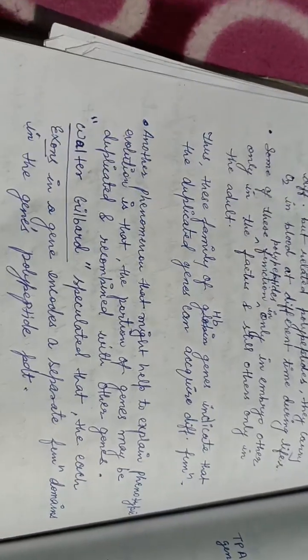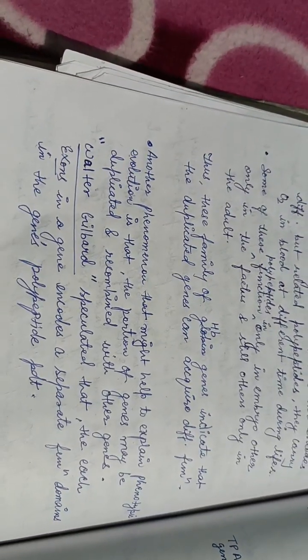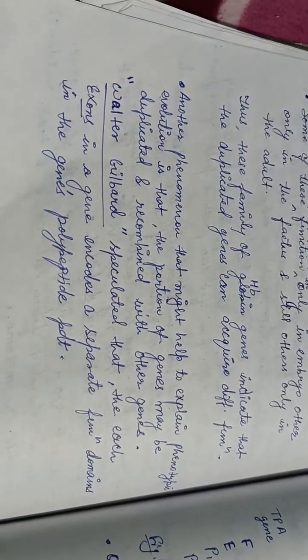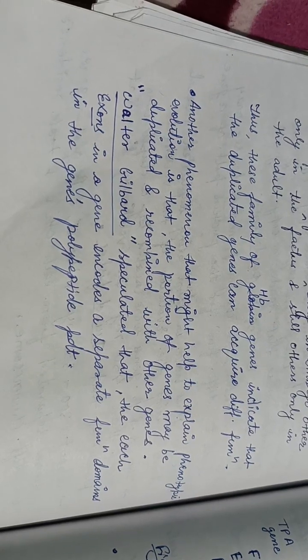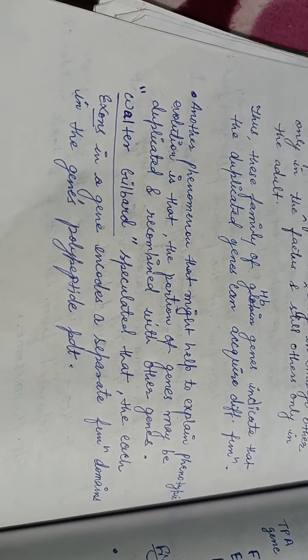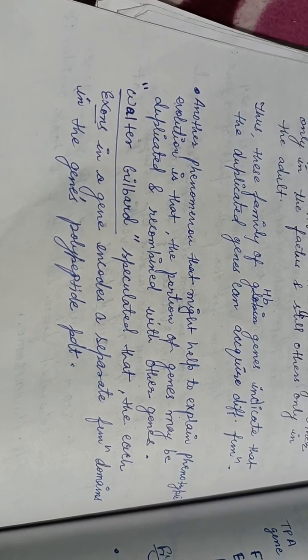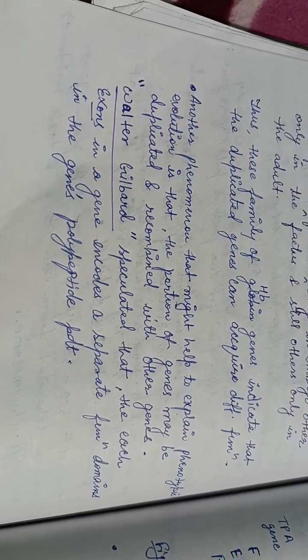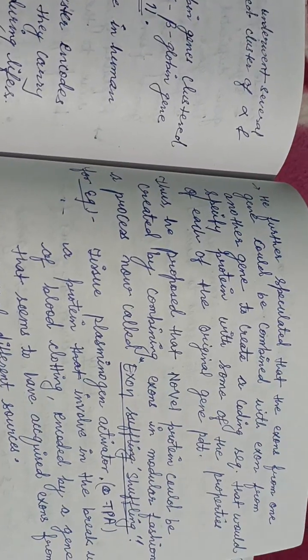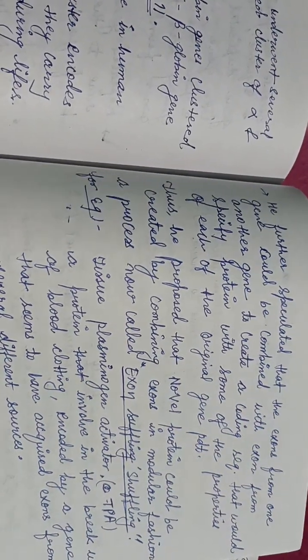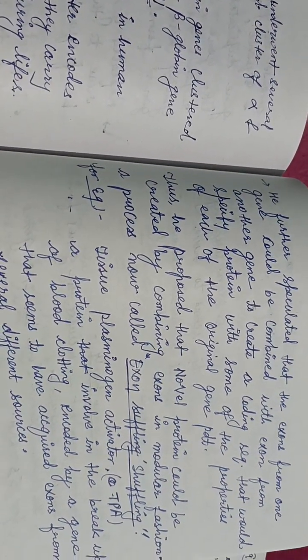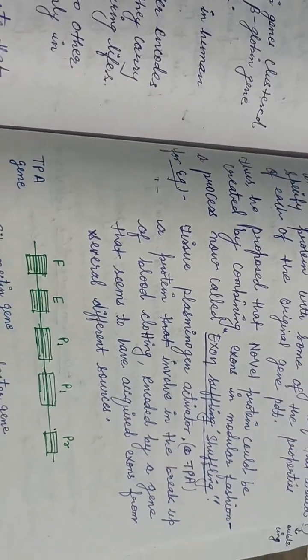Another phenomenon that might help to explain phenotype evolution is that a portion of a gene may be duplicated and recombined with other genes. Walter Gilbert speculated that each exon in a functional gene encodes a separate functional domain in the gene's polypeptide product. We know that functional genes are formed by removing introns and joining exons, that is, exon shuffling.